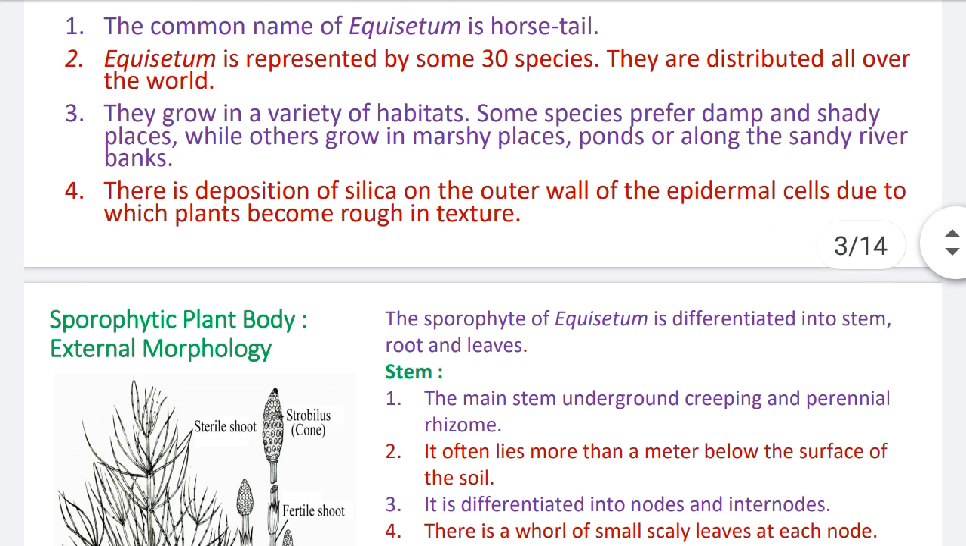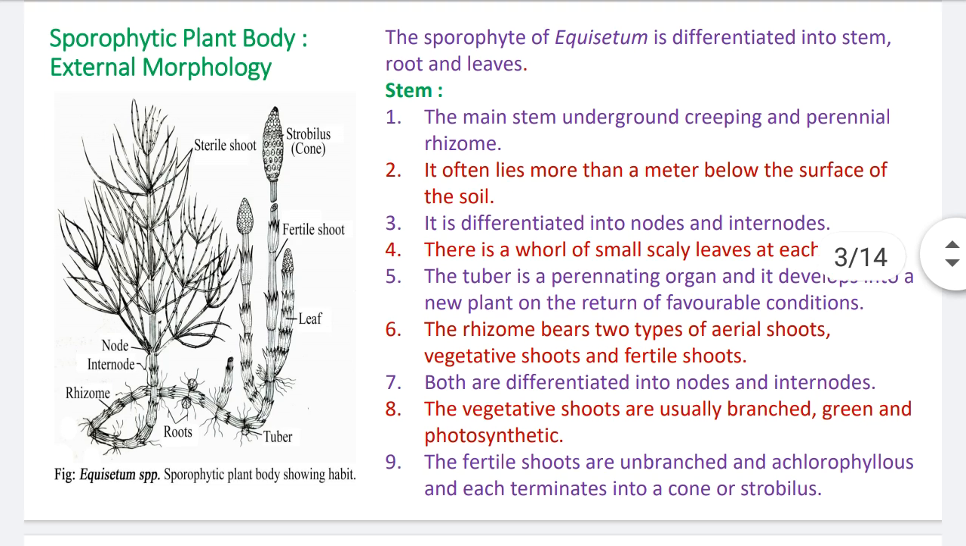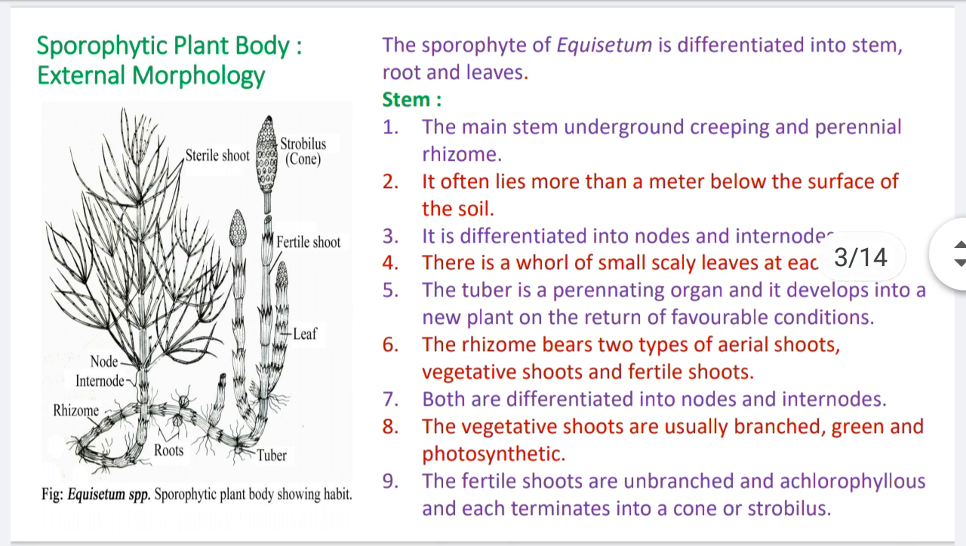Then the sporophytic plant body of the Equisetum. Sporophytic means what? The spore producing plant body is the sporophytic plant body. In case of pteridophytic plants, the sporophytic plant body is the dominant plant body. It is a long-lived plant body. It is typically green and autotrophic. So the main plant body in the pteridophytic group is the sporophytic plant body.